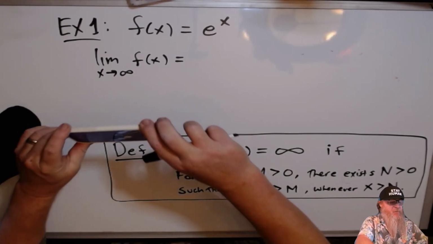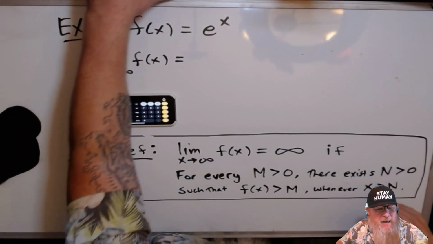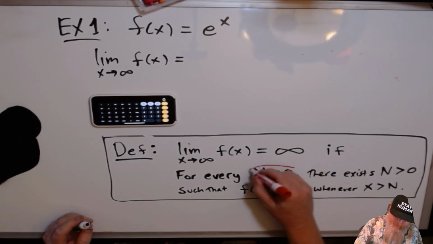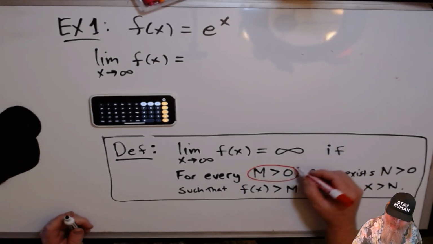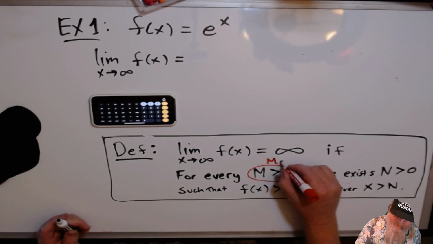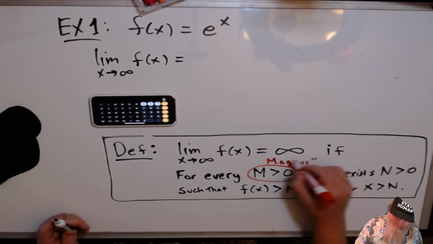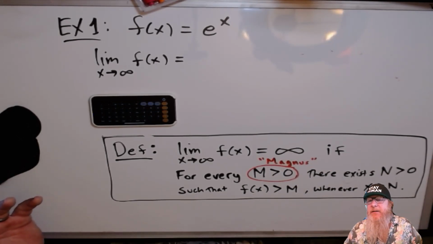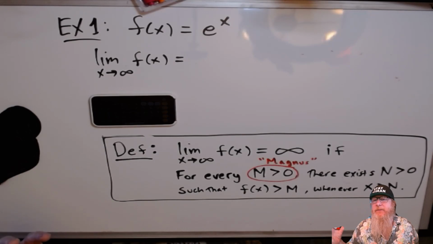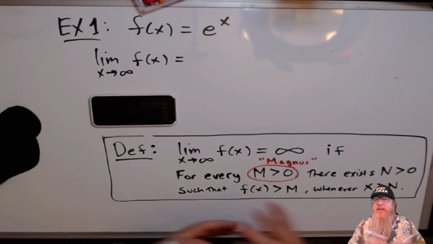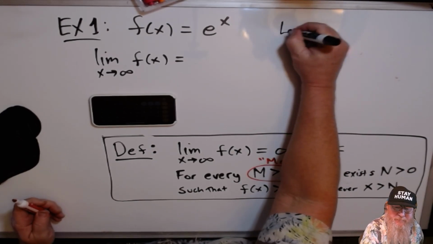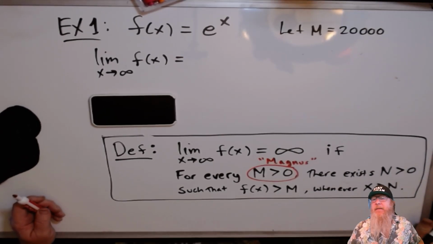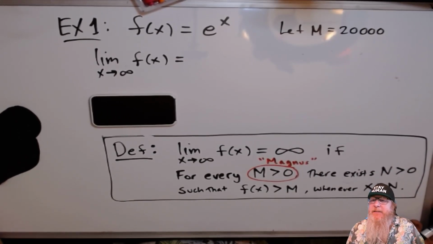So let's see how this definition works. When you think about a definition, it's really helpful to think about what these letters mean. M, think Magnus, or magnificent, or magnitude. It's a very large number. So just think of a very large number. I'm going to do 20,000. To me, that's a large number.